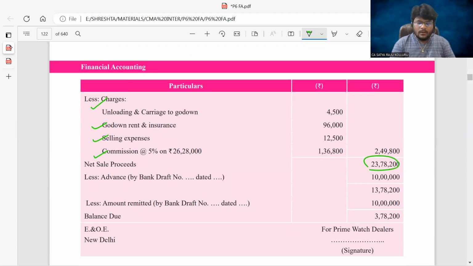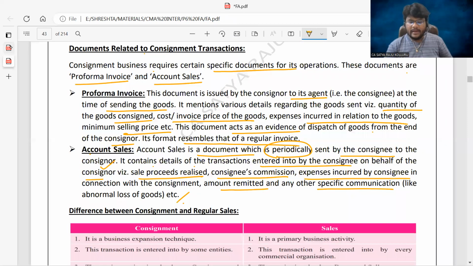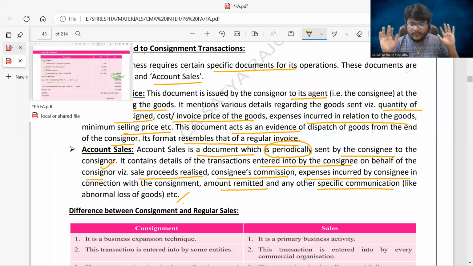Okay. Less advance. What is this advance and all such issues? I will tell you at a later point of time. Up to this, I told you these are net sale proceeds. These net sale proceeds should be payable by the consignee to the consignor, which is known as account sales. Is it okay, guys? All of you?